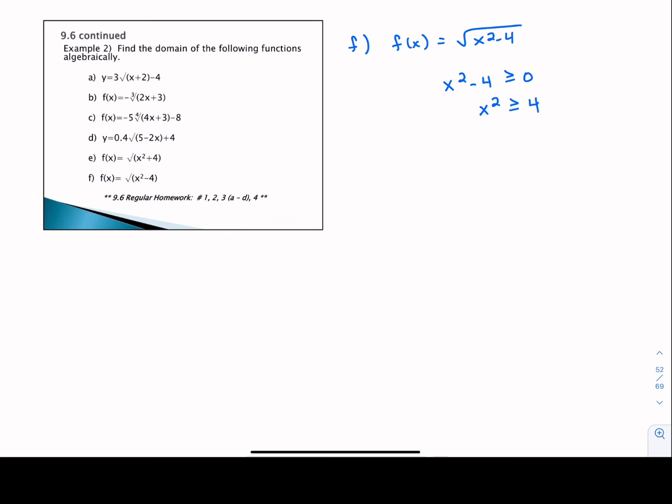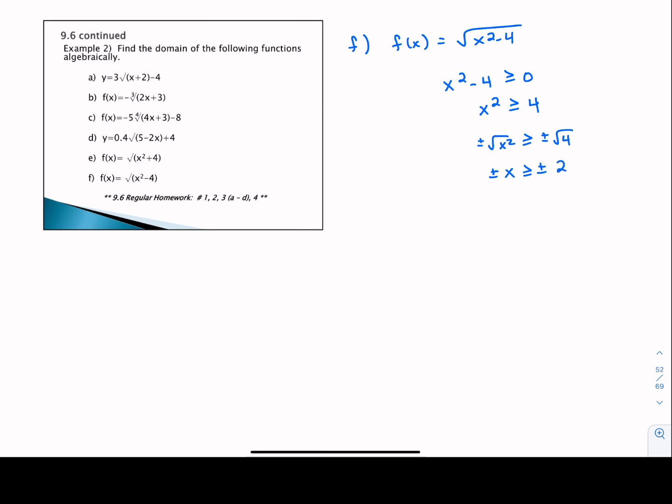Now we know with equation work, in order to get rid of a square, we need to square root both sides. Essentially, when you square root something yourself, you have to include plus or minus. So plus or minus the square root of x squared is going to be greater than or equal to plus or minus the square root of 4. And boy, this starts to look confusing. So we say x must be greater than or equal to plus or minus the square root of 4, which we know to be 2.